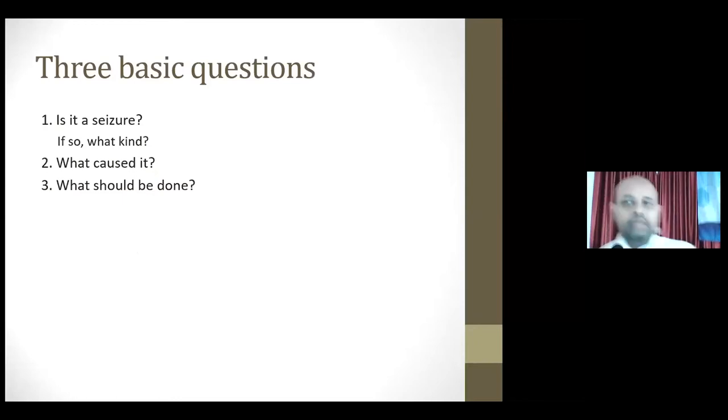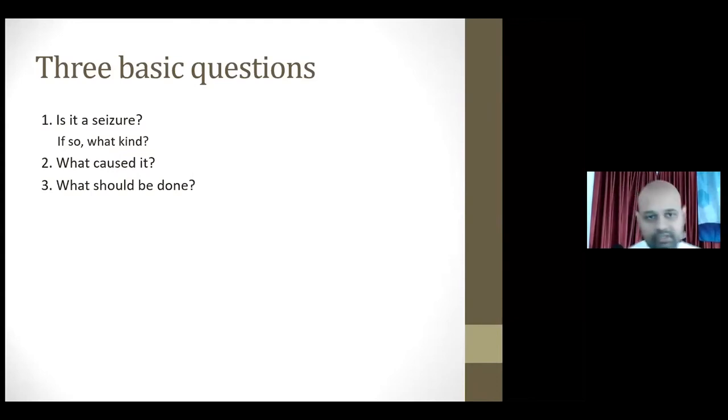So when you as a doctor encounter a patient who experiences a seizure, these are the first three questions that should be running through your head. Firstly, is this a seizure in the first place? If so, what kind? And what caused it? And what should be done subsequently, whether we need to treat the patient or not. These are the basic three questions you need to answer in your head.